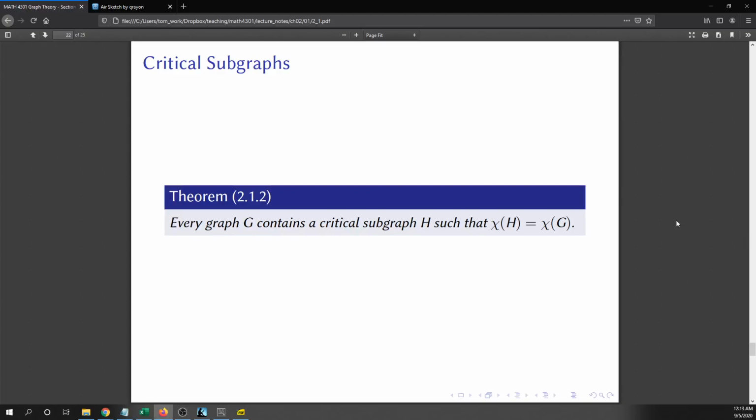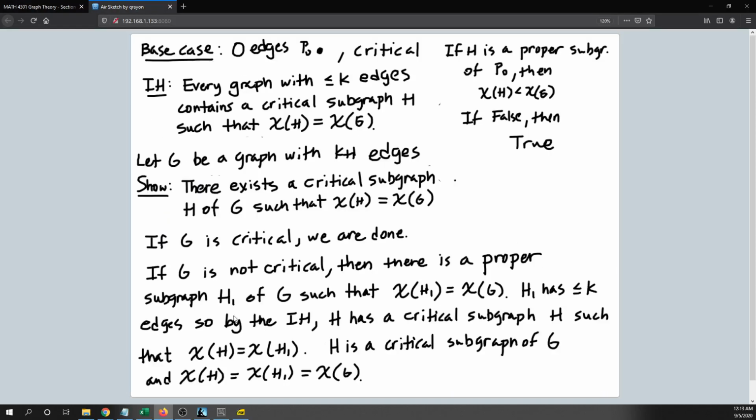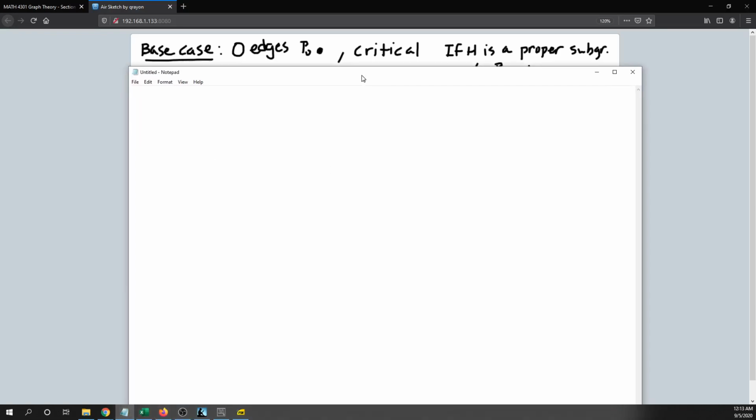Next up is theorem 2.1.2 about critical subgraphs. That theorem says that every graph G contains a critical subgraph H such that chi of H is equal to chi of G. Okay, so I have already gone and written this proof out, and so let's just take a look at it, and I'm just going to uncover it a little by little here.